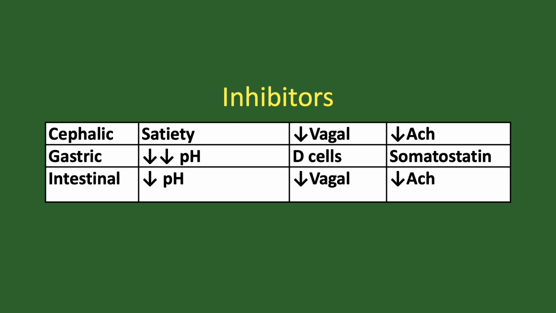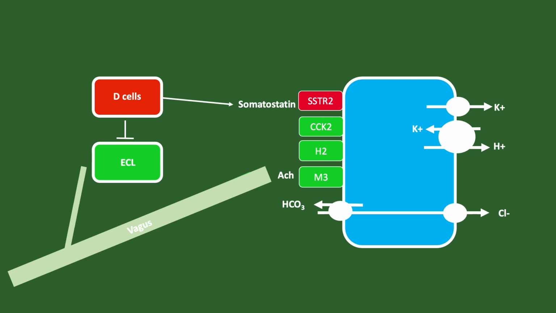Now we can look at the factors which inhibit gastric acid production. As mentioned, these affect three pathways: cephalic, gastric, and intestinal phases. Feeling full or satiety can reduce vagal activation. If the gastric pH drops too low, this can result in D-cell activation and thus somatostatin release in order to balance the degree of acid secretion. And finally, the intestinal phase. If the fluid bolus has a very low pH or excessive irritation of the mucosa, this can lead to a reduction in vagal activity.